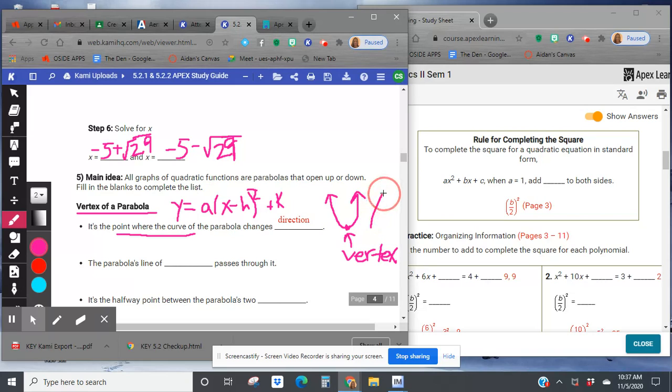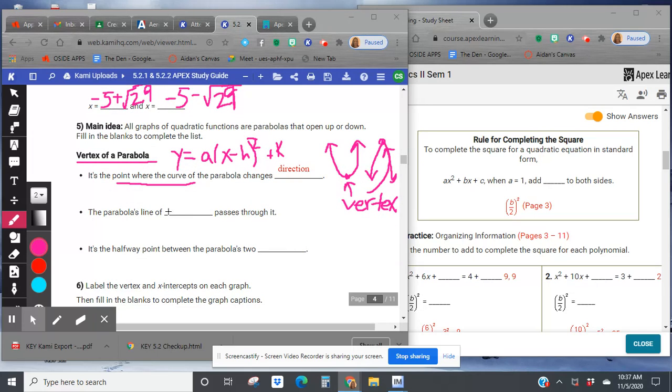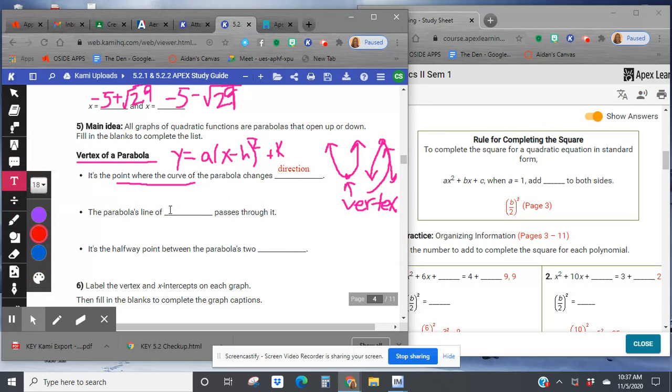You could also have an upside down parabola. That's kind of pointy. It shouldn't really be pointy. And that also could have a vertex as a maximum, that highest point, because that's where it changes direction as well. The parabola's line of symmetry passes right through the vertex.